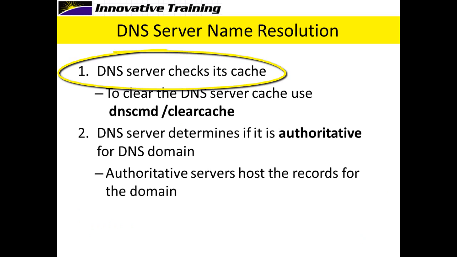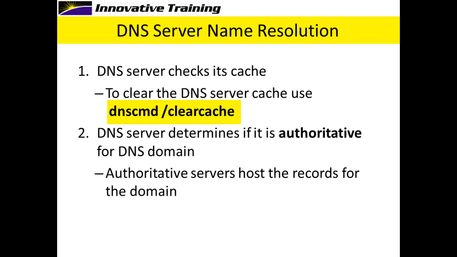When the server checks its cache, it's looking to see if it's resolved that name before, because any names that have been resolved would be placed into the server cache. If you need to clear the DNS server cache, you can use the dnscmd command, which is the command we use for anything where we're managing DNS from the command line, and the switch is /clearcache.